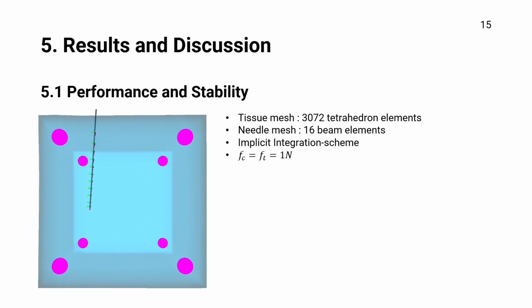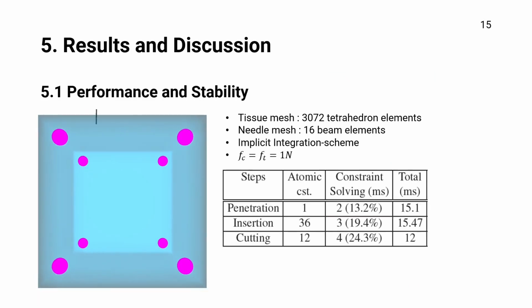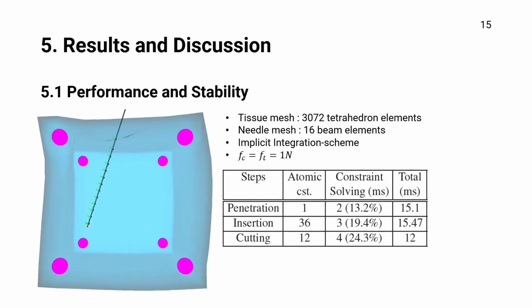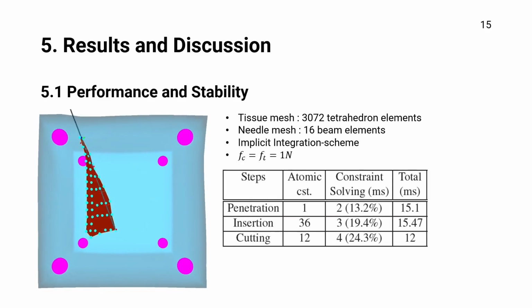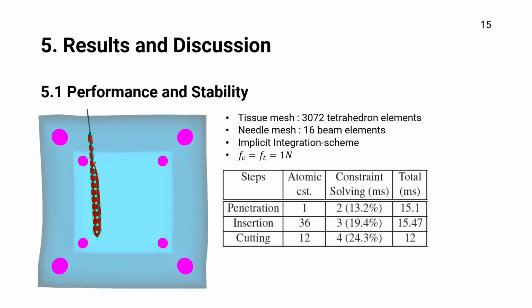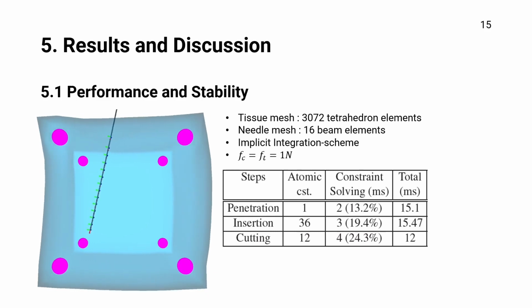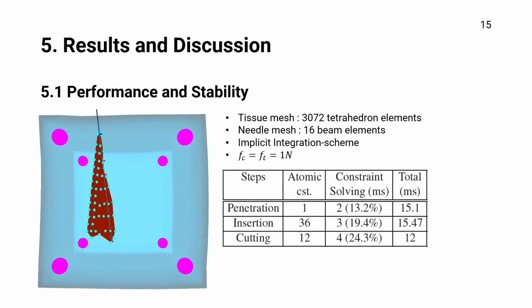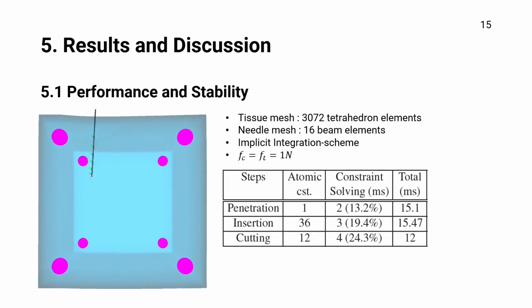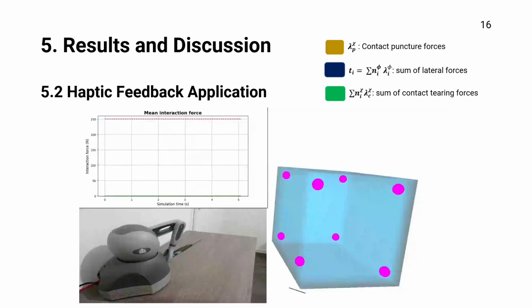As first results, we'll analyze the performance and stability of our method. The computational times measured achieve an execution rate of around 60 Hz, which is suitable for haptic feedback or robotics applications. In terms of stability, the method performs well for small deformations. We've seen stability problems when the needle moves rapidly and the tissue is already in a deformed state.